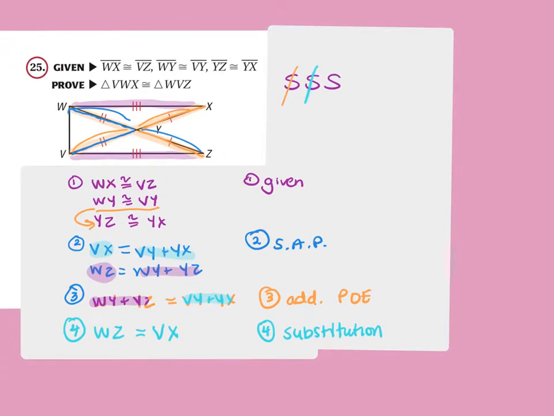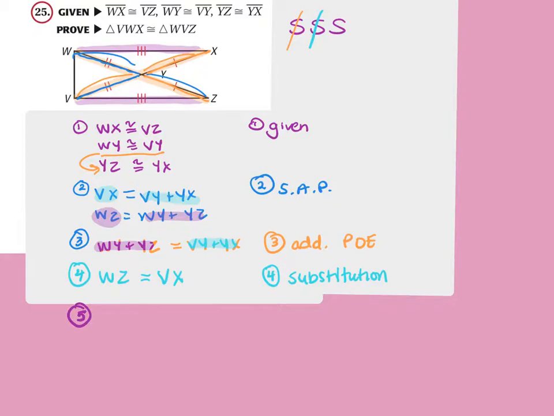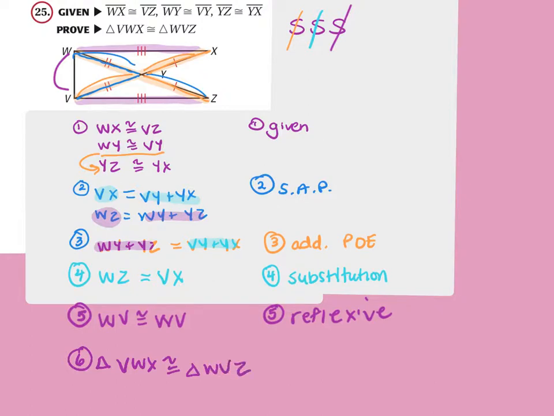Now I've got my second pair of sides. I still need one more. How do I get that one? Reflexive, that's the easy one, right? So that other third side is shared by both. So WV is congruent to WV, reflexive. And now I've got all three side lengths, so I can say triangle VWX is congruent to triangle WVZ. And my reason is side, side, side. Questions on that one? So a little bit more complicated, but still you guys figure out if you're doing side, side, side, it's three sides.